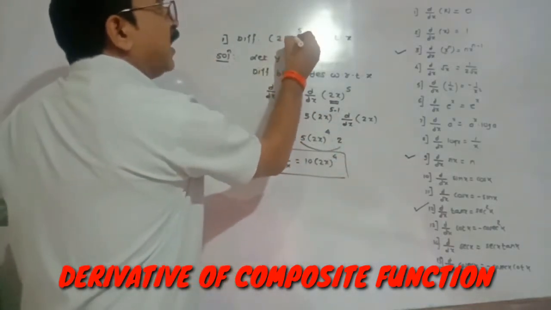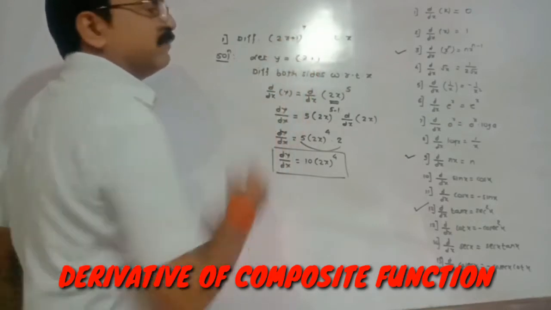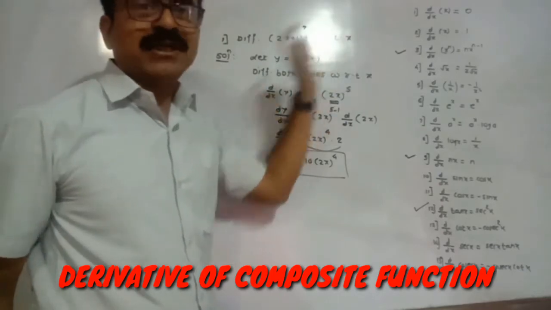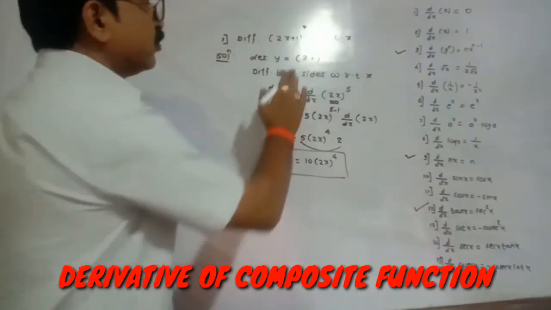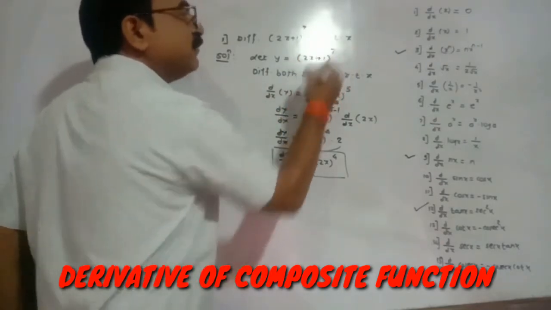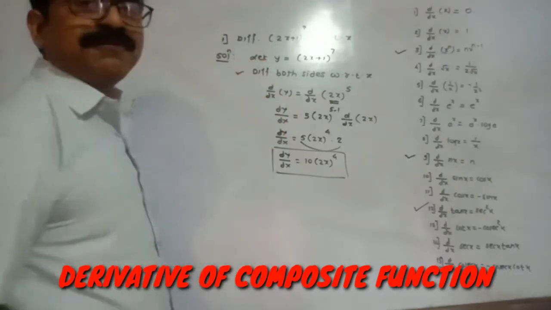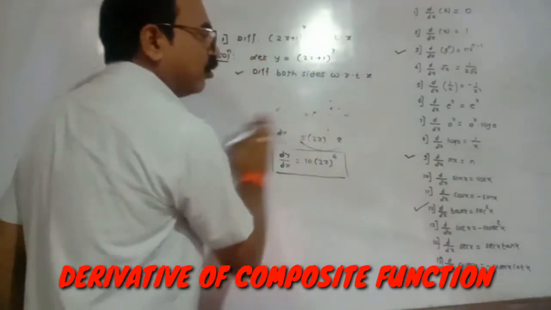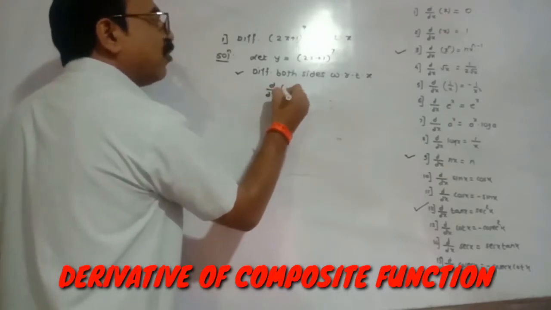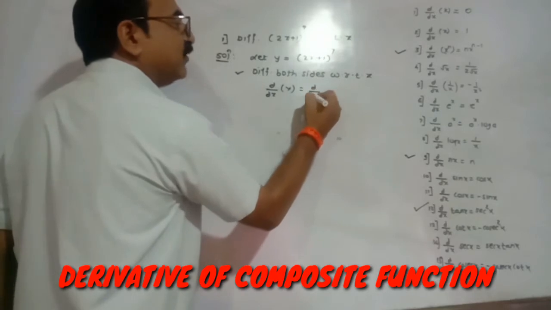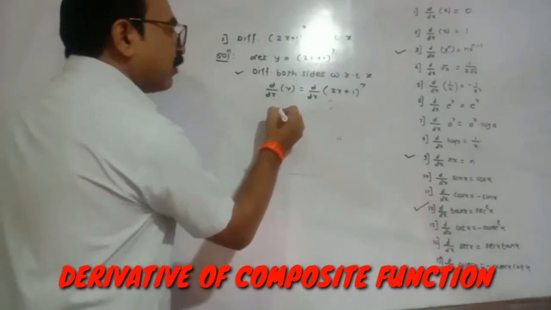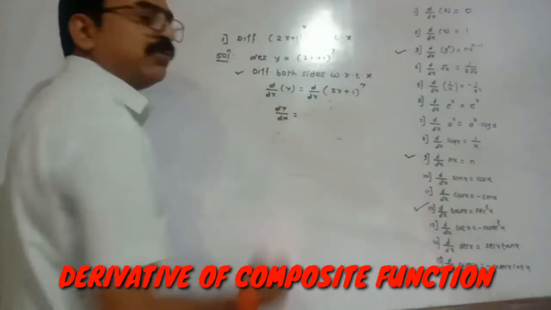Suppose you are given 2x plus 1 raised to power 7. And your question is differentiate this function with respect to x. Okay? So that time also represent that function by y, means y is equal to 2x plus 1 raised to power 7. Now write down this line, that is differentiate both sides with respect to x. Okay. After that, take d by dx term on both sides. d by dx of y is equal to d by dx of 2x plus 1 raised to power 7. Okay. Now write down dy by dx is equal to.